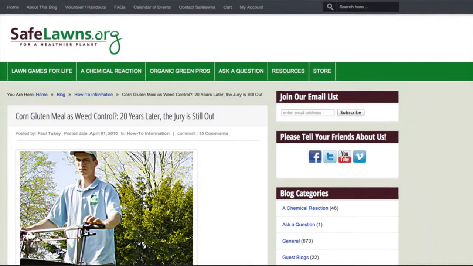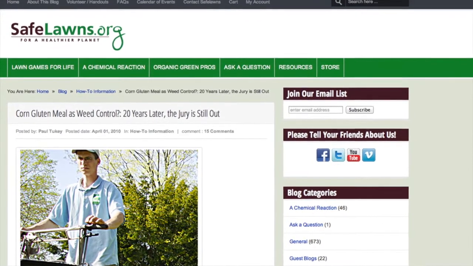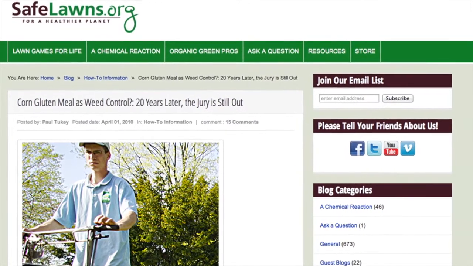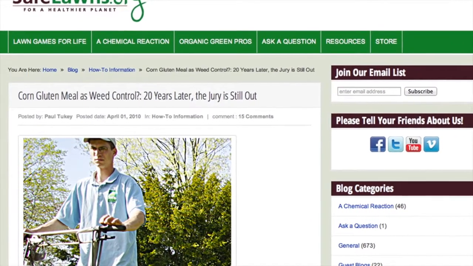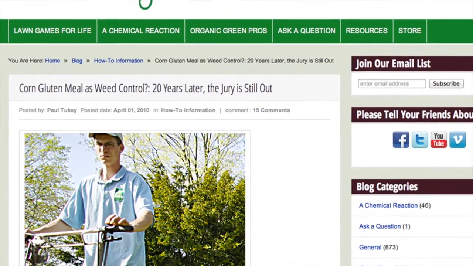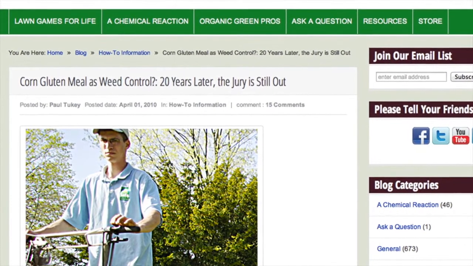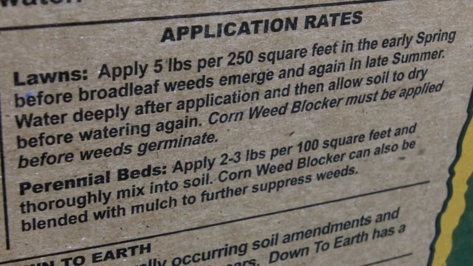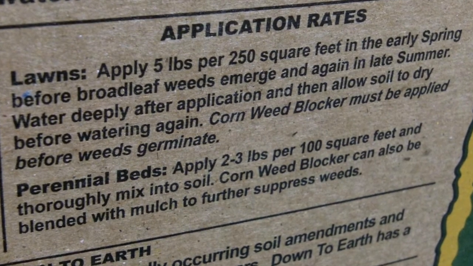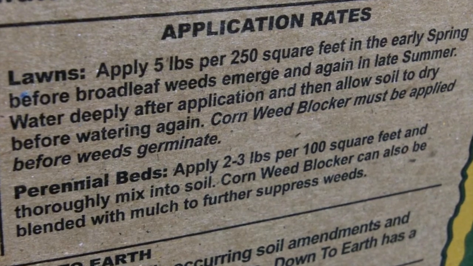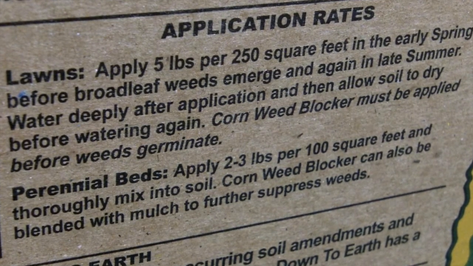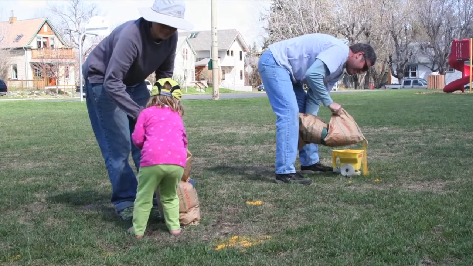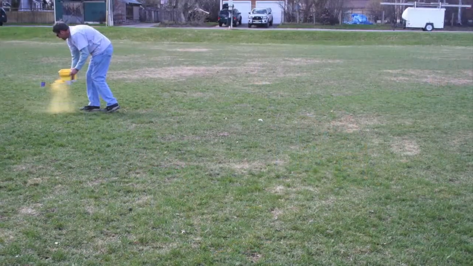There is debate over the effectiveness of corn gluten meal, since there are field trials in which it's demonstrated good weed prevention and field trials in which it has failed to prevent weeds. Timing and application rate seem to be the key factors in determining how well corn gluten meal works. The recommended application rate is anywhere from 12 to 20 pounds per 1,000 square feet. It's also suggested that you apply twice a year, once during spring around March 15th, and again at the end of summer around August 15th.